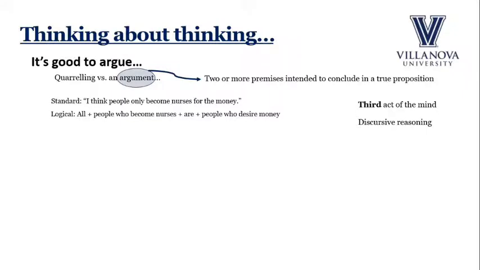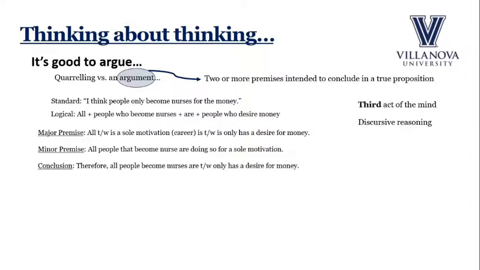All right. So this was from the last page, so it's nothing new. We're going to say, I think people only become nurses for the money, and then I tried to put it in a logical form saying, well, all people who become nurses are those people who desire money. Now, here's how we're going to do this. And I don't want you to get overly confused because I'm not going to ask you to work all this out. Again, I don't want to just give you the bottom line information. I'd like you to have some knowledge and understanding behind it.